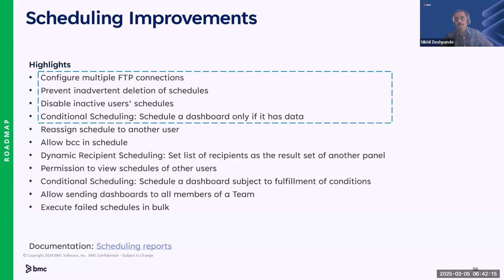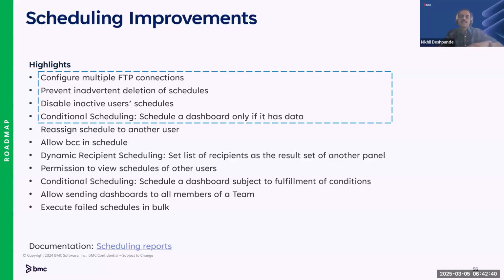Conditional scheduling. This is about scheduling a dashboard only if it has data, which means that if the dashboard is blank, don't send that schedule. We support this ability now. And so all these features that you see in this dotted rectangle are all released in recent releases, and the rest are on the future roadmap.